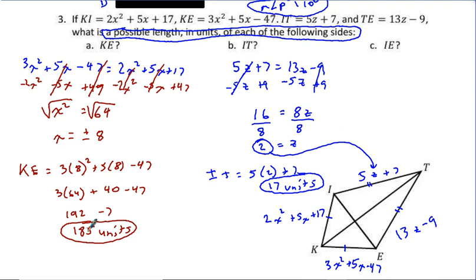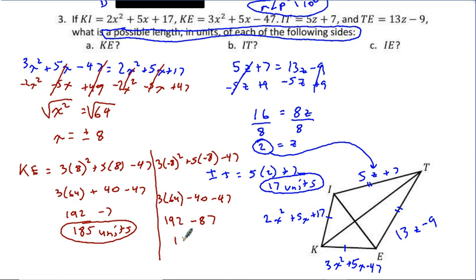That is a possible value for KE, but KE could also be 3 times negative 8 squared plus 5 times negative 8 minus 47. And that would be 3 times 64 minus 40 minus 47, or 192 minus 87, which would be 105 units. That is also possible for the segment KE.